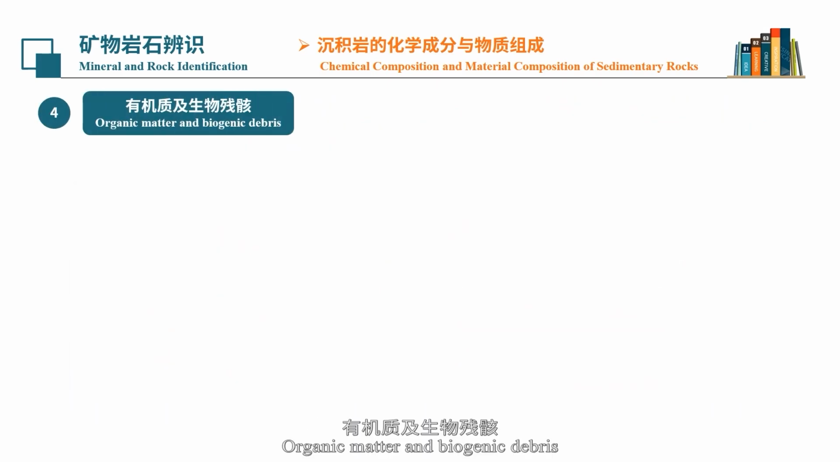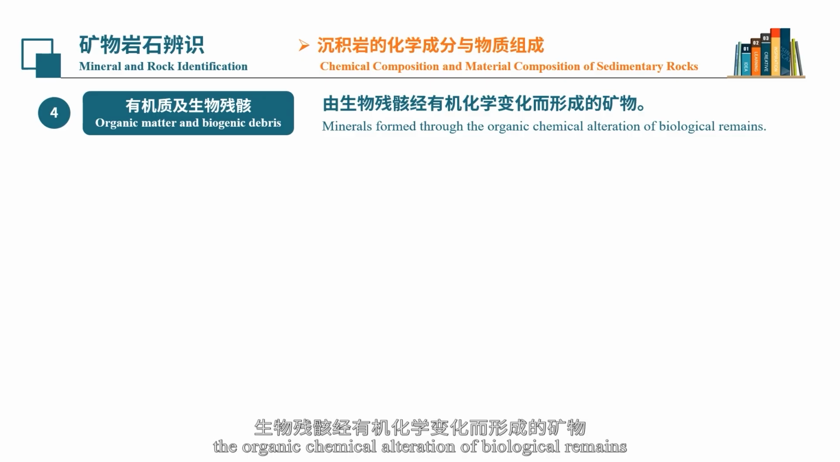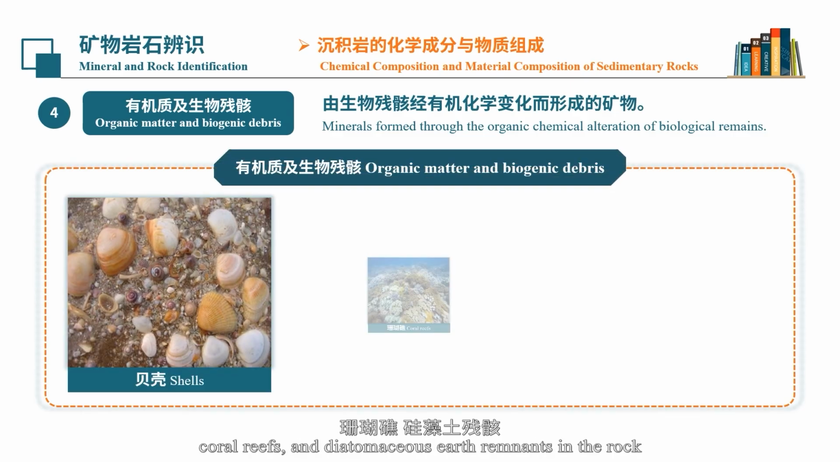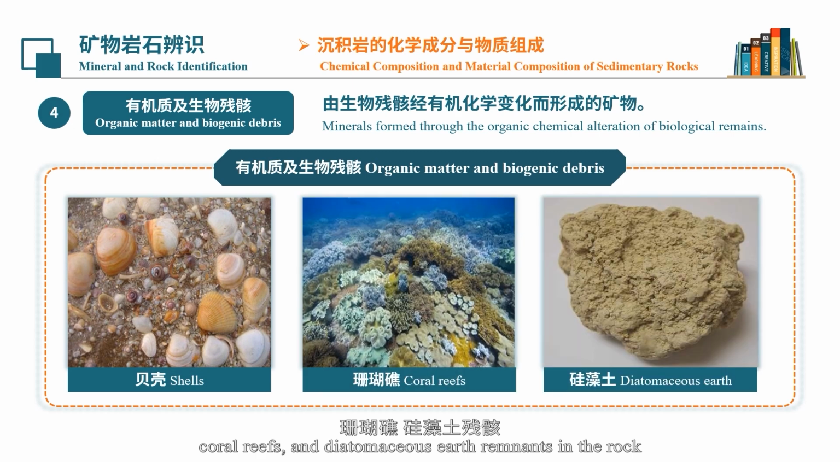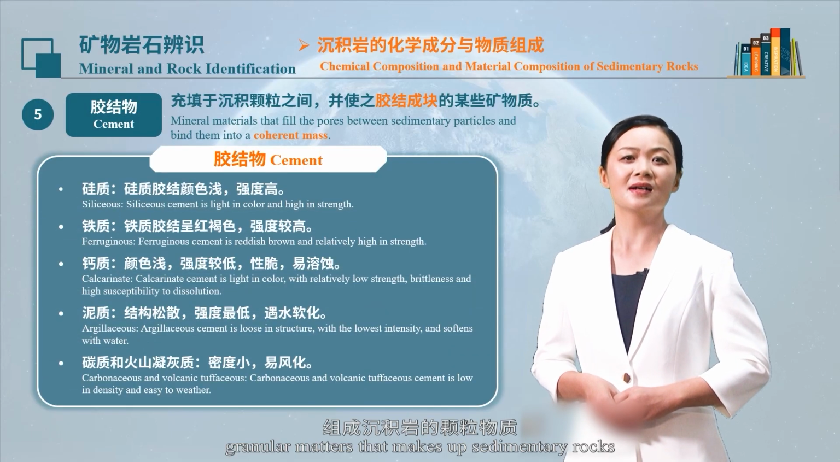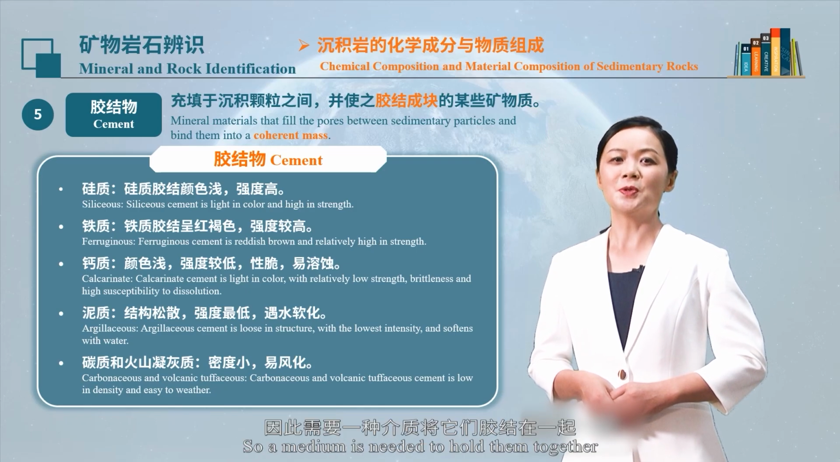Organic matter and biogenic debris. Organic matter and biological debris are minerals formed through the organic chemical alteration of biological remains. The photo shows fossilized shells, coral reefs, and diatomaceous earth remnants in the rock. What we introduced before are the granular matters that make up sedimentary rocks. Such substances are loose, so a medium is needed to hold them together.